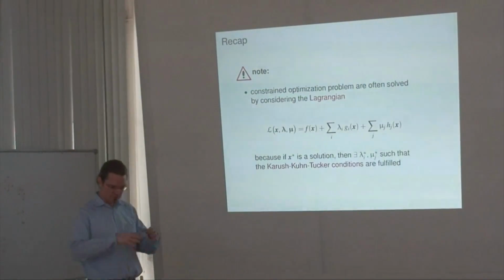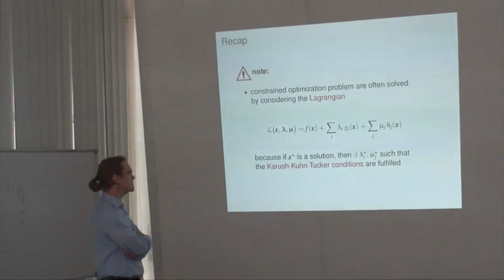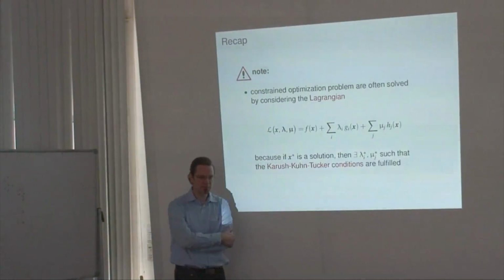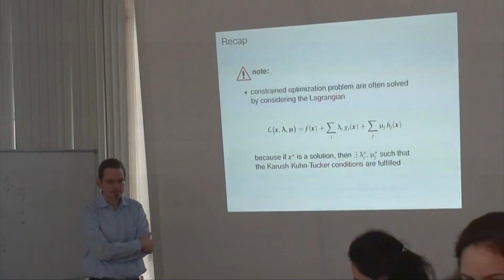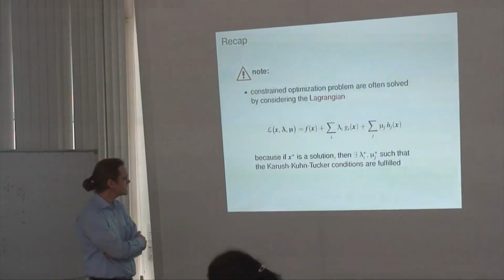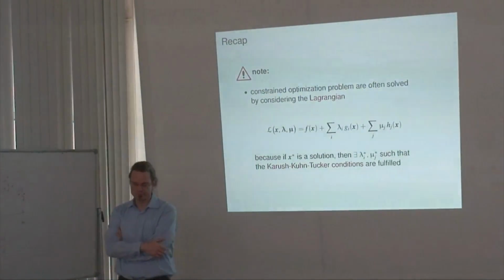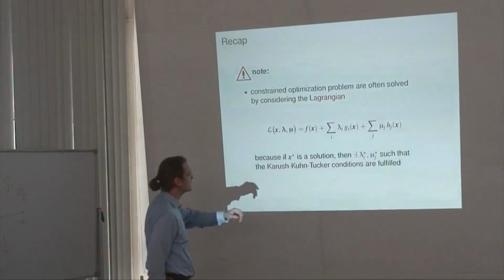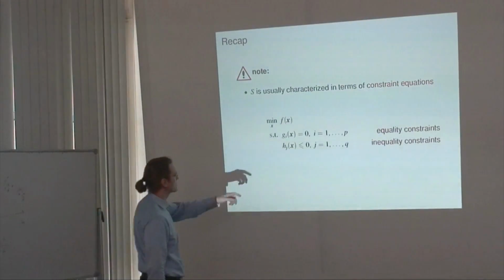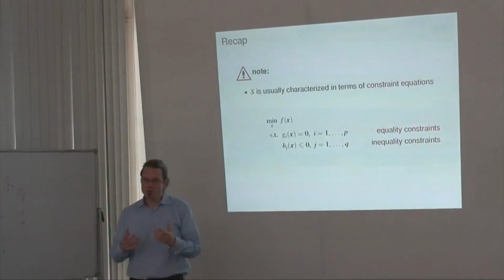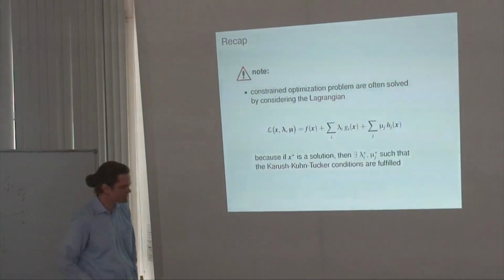So L is a function of those vectors x for which we are looking for the minimum, a vector lambda of Lagrange multipliers lambda, and a vector mu of Lagrange multipliers mu. So lambda is a vector of the dimension of the number of equality constraints. Mu is a vector of the dimension of the number of inequality constraints.